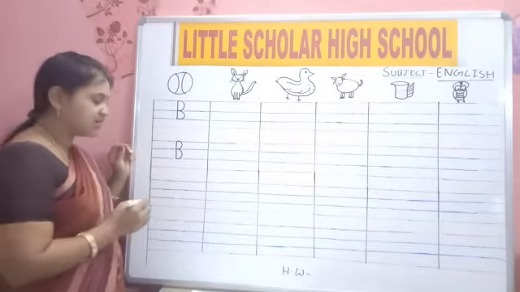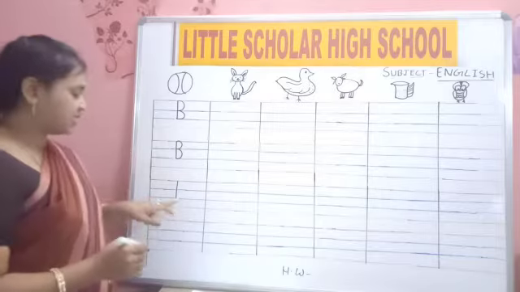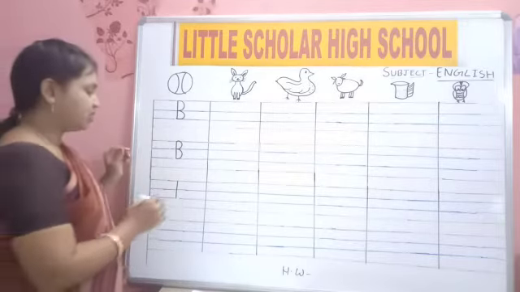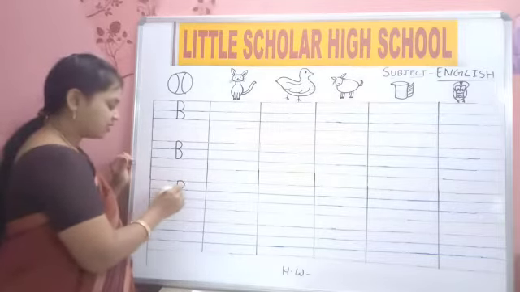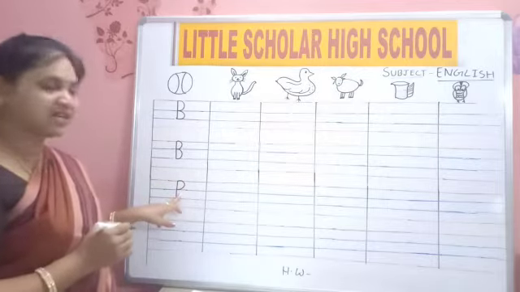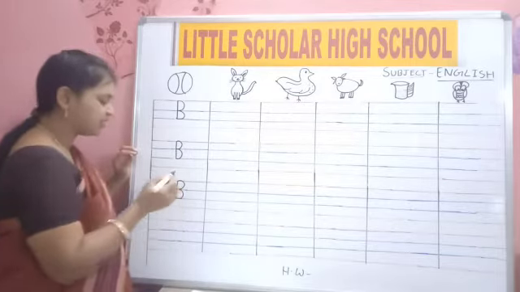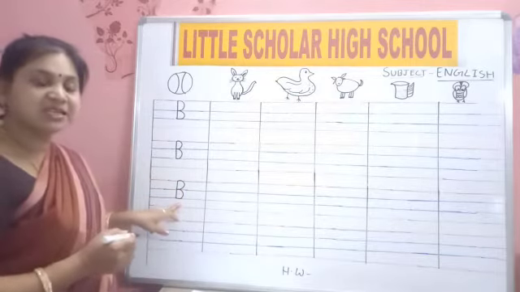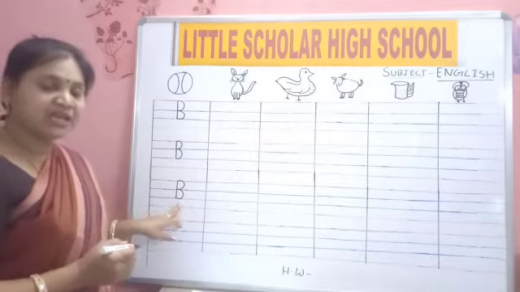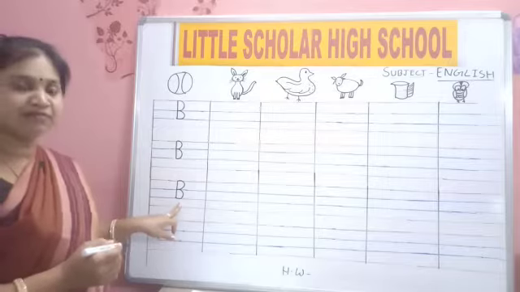Once again, shall we write? One standing line from the up line to the second blue line, and one curve. Which letter is this? P, capital P. Now shall we make it into B? One more curve. If you write down, it will be B. Which letter is this? Capital B. B for ball, B for bat, B for buffalo.